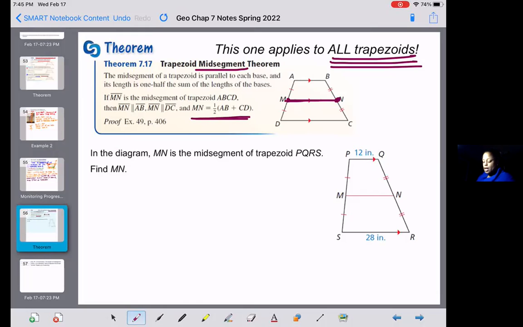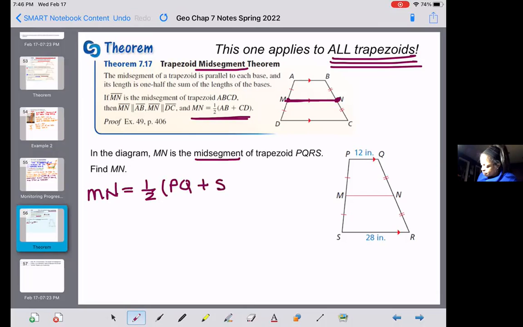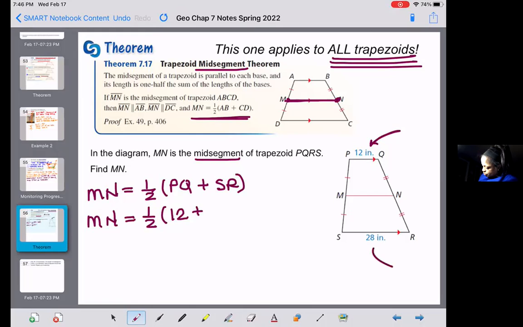Okay. All right, so in the diagram, MN is the mid-segment of trapezoid PQRS. So it is telling you right now, it is a mid-segment, check. Find MN. All right, so once again, MN is equal to half of the two bases combined. When I say combined, I mean the sum of. So that would be PQ plus SR. All right, so MN is equal to half of PQ, which is 12, right there, plus SR, which is 28.